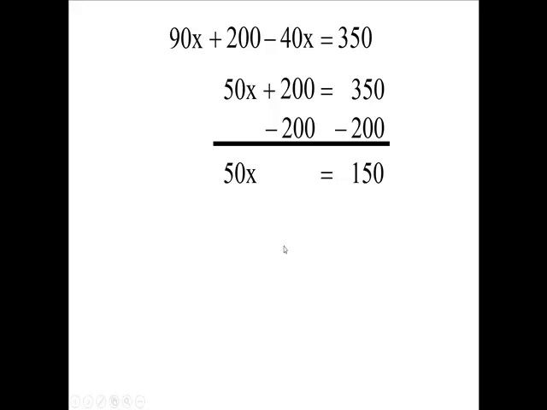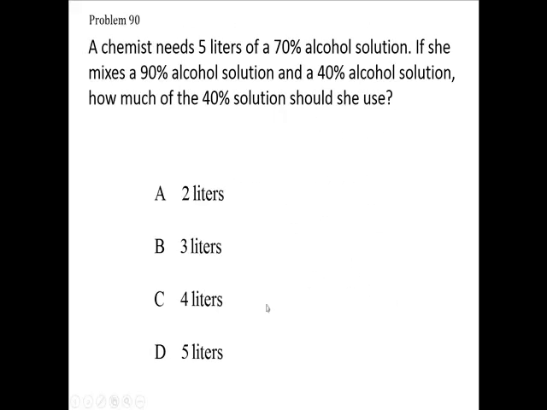Now we have 2 terms. I'm going to divide by the coefficient of the variable. Now we're going to divide this by 50, and 150 divided by 50, so x equals 3. X is 3. So you automatically want to jump and pick 3.